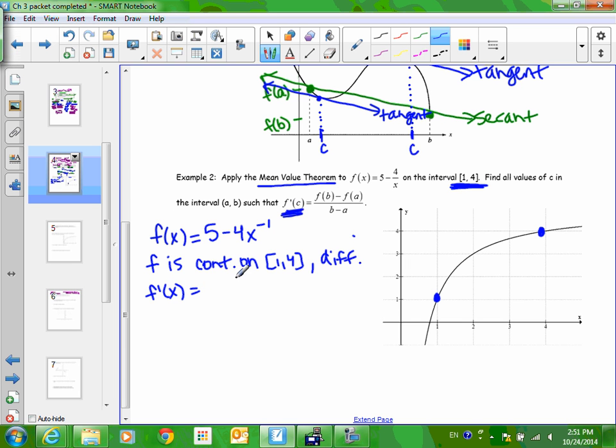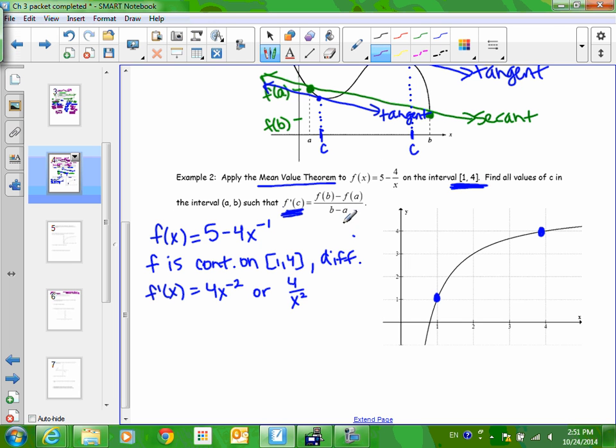All right, we need to find the derivative. So what's the derivative? 4x to the negative 2. Now this is totally right, but I'm about to have to do something with this equation. It may be more helpful to rewrite it like how it was at the beginning. So what's another way I could write 4x to the negative 2? 4 over x squared. Very good. 4 over x squared. Okay, so that's the left side.